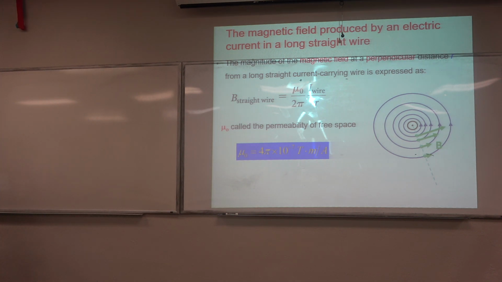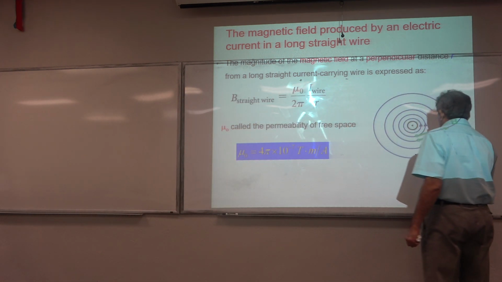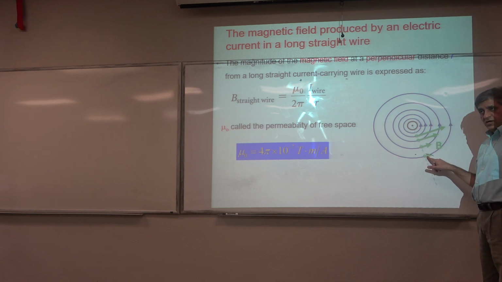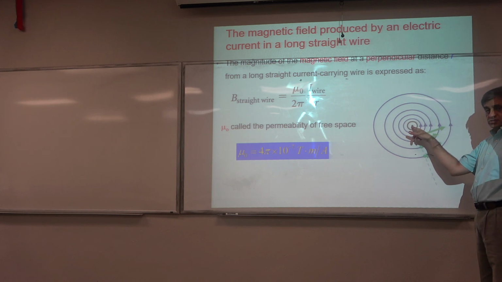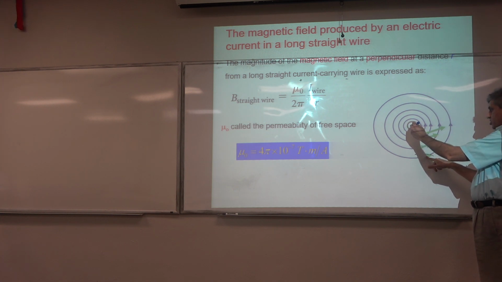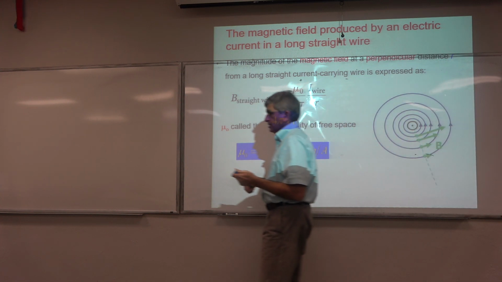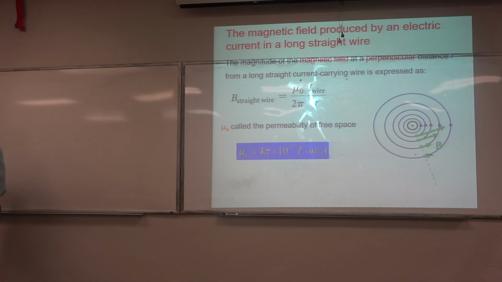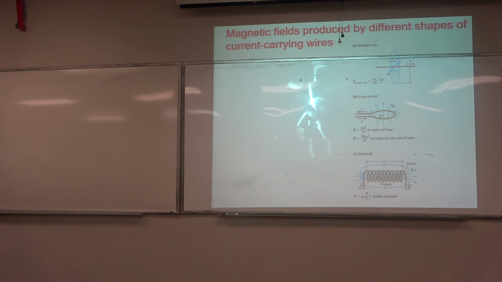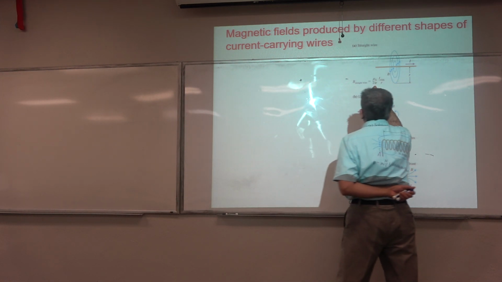Okay, so as you see over here, the magnetic field along the circle is tangent at each point. As you go away from the wire, the magnetic field becomes smaller, and it is larger as you come closer to the wire. All right, so we learned a few things about the magnetic field on the current carrying wire.